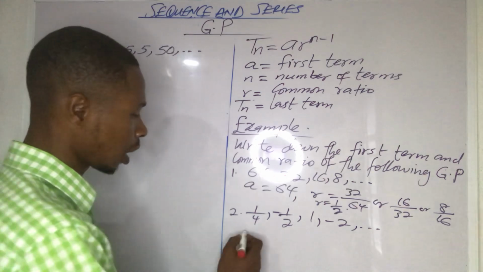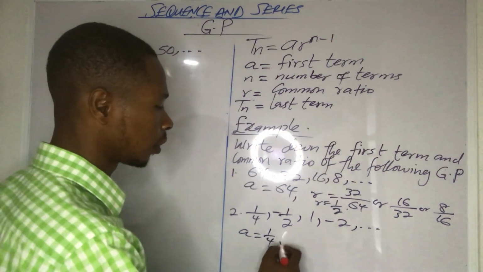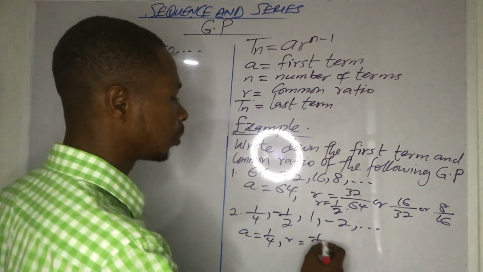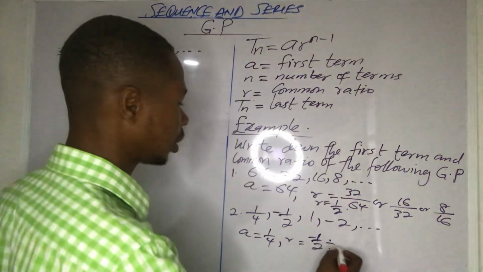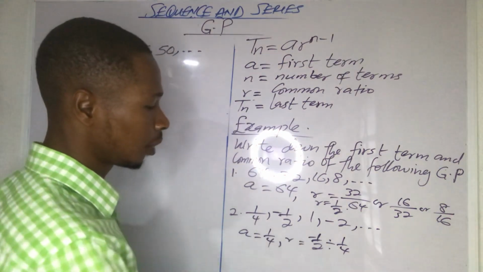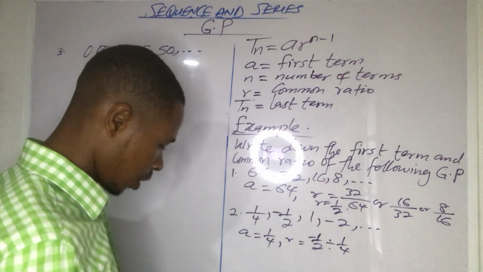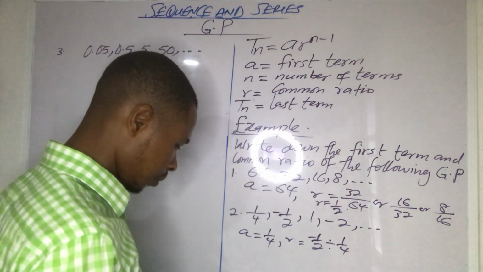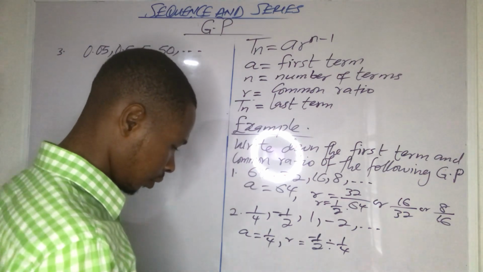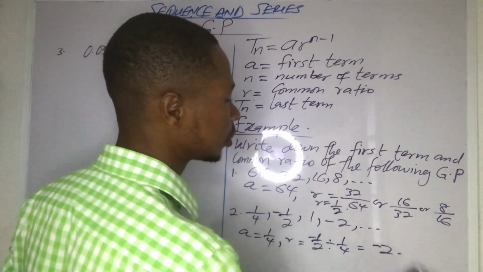For this second one, our first term should be equal to 1 over 4. Then our common ratio will be minus 1 over 2 divided by 1 over 4. So you have minus 1 over 2 divided by 1 over 4. So our common ratio here will be equal to minus 2.